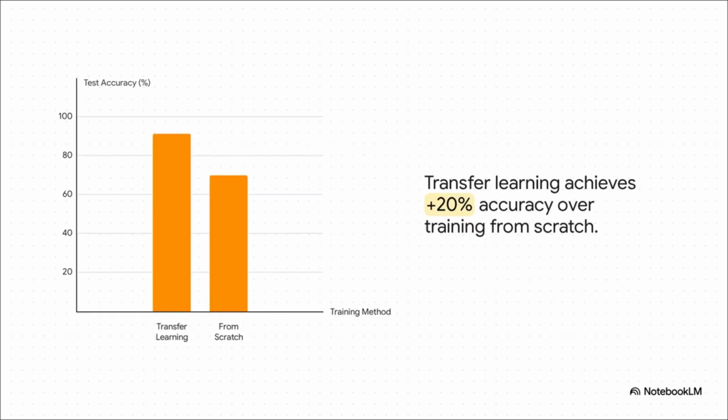But wait, here's where the true power of this technique just slaps you in the face. Look at what happens when you compare our fine-tuned result to what you'd get if you tried to train a model from scratch with just that small flower dataset. You'd be lucky to even hit 70% accuracy. By standing on the shoulders of that pre-trained giant, we jumped up over 20 percentage points in performance. That is a massive difference.